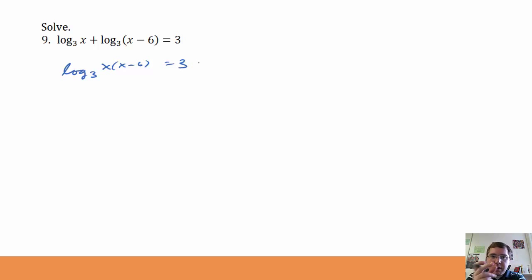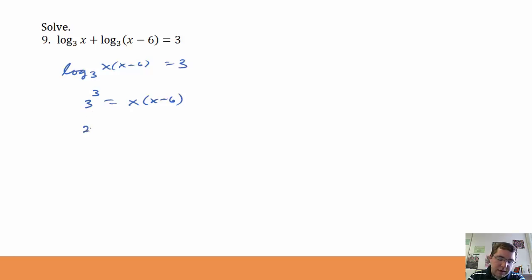Alright, I've got a single log equal to a number, so I can convert this into its exponential form. Remember how to do that? Yeah, you do. You take the base of the log, the 3, you raise it to the number on the other side, the 3. That equals what we're taking the log of, x times x minus 6.